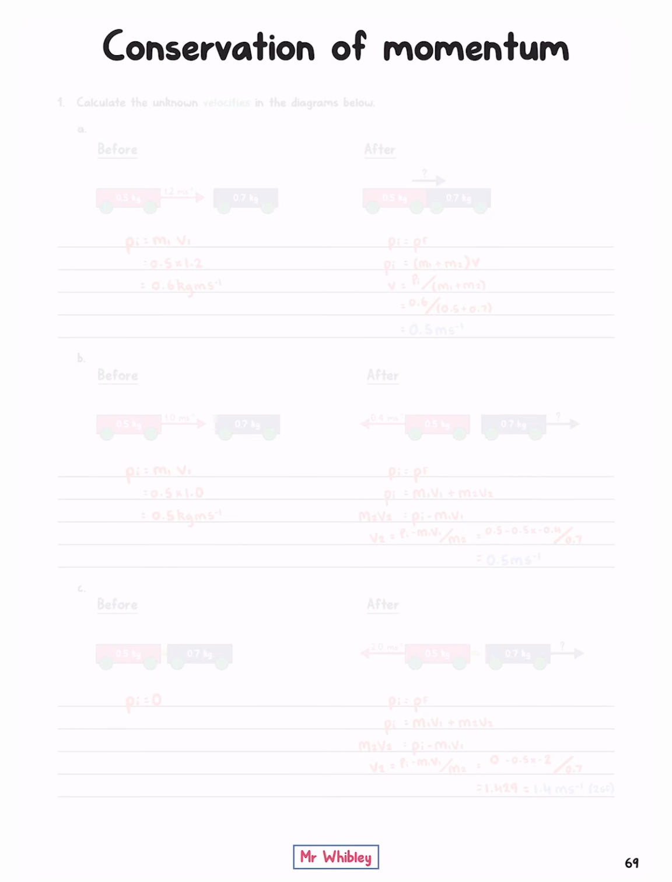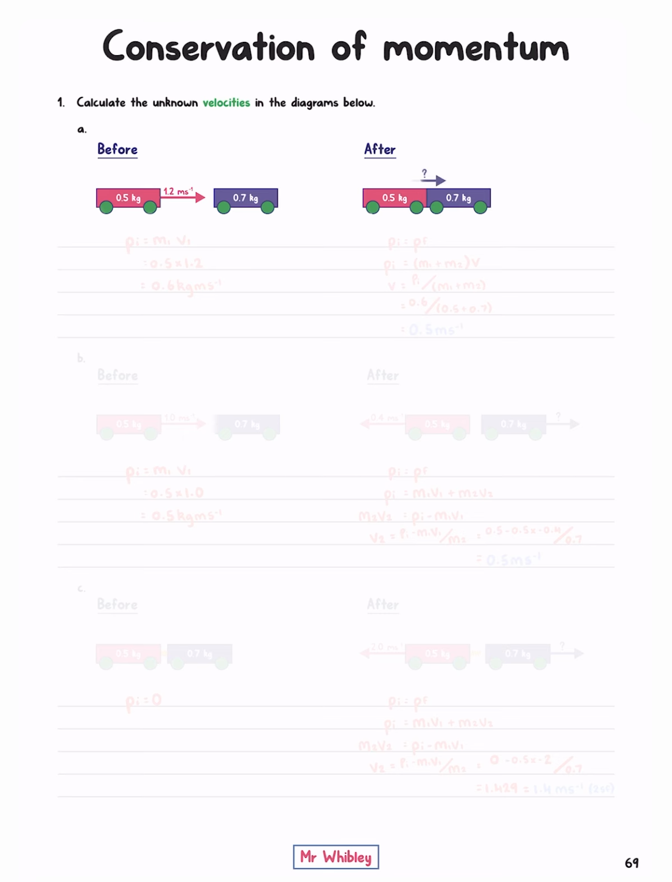Conservation of momentum. Question 1. Calculate the unknown velocities in the diagrams below. We have a situation before with a 0.5 kilogram cart traveling at 1.2 meters per second and a stationary purple cart of mass 0.7 kilograms. Afterwards, our carts stick together and they have an unknown velocity, which we're trying to find.